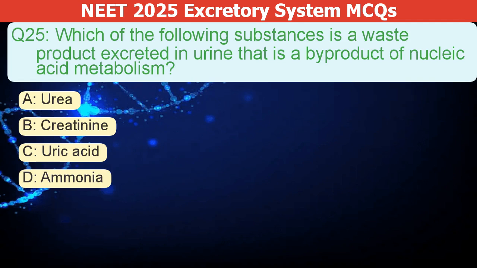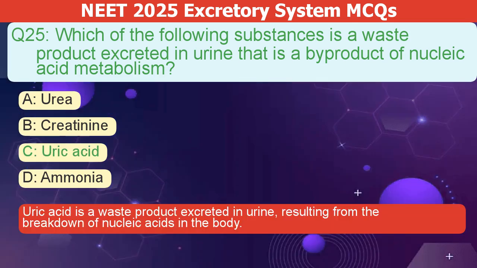Which of the following substances is a waste product excreted in urine and a byproduct of nucleic acid metabolism? A. Urea. B. Creatinine. C. Uric acid. D. Ammonia. The correct answer is C. Uric acid is a waste product excreted in urine, resulting from the breakdown of nucleic acids in the body.